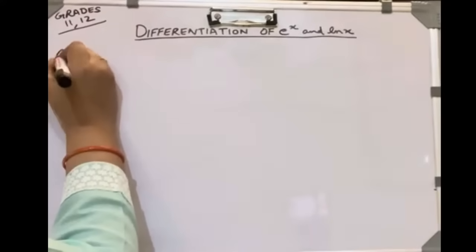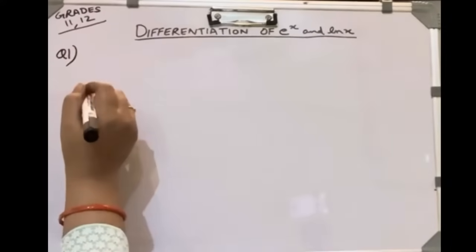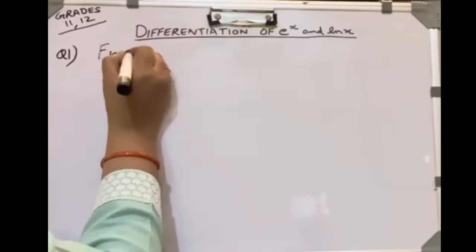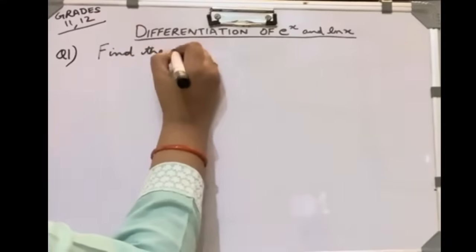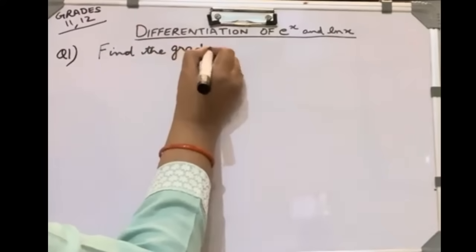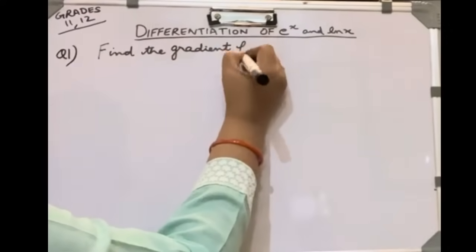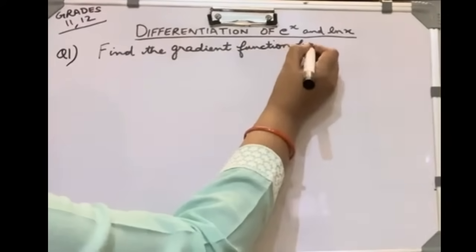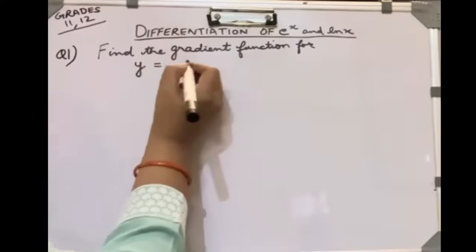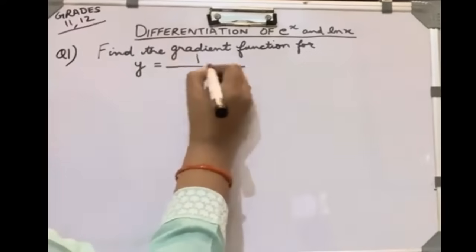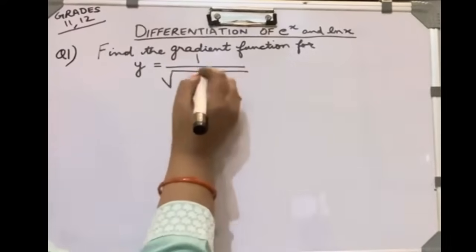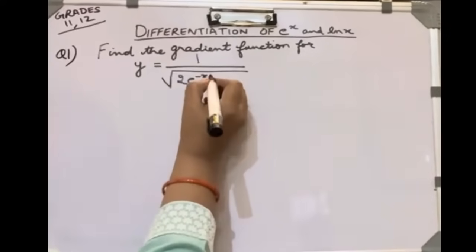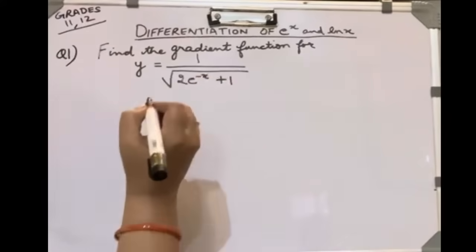So the first problem: find the gradient function for y is equal to 1 by root under 2 multiplied by e to the power minus x plus 1.